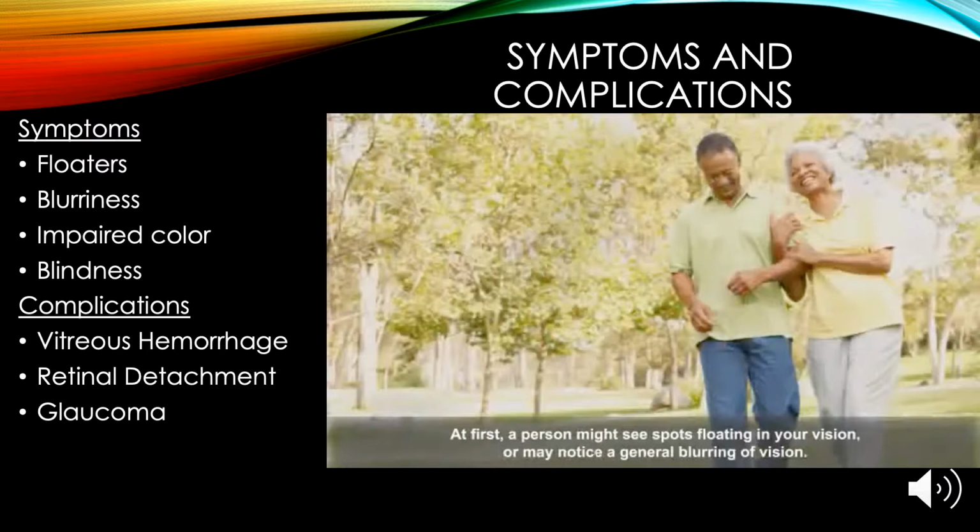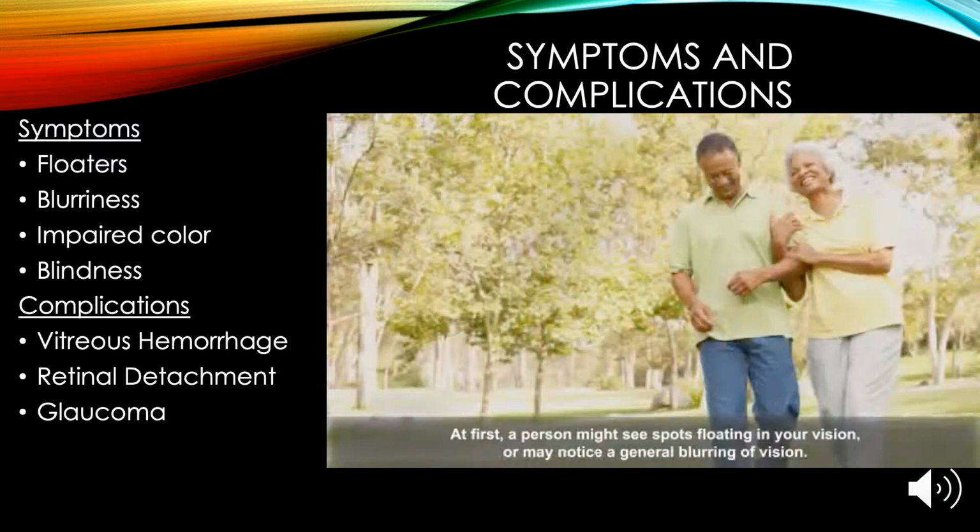Symptoms for this disease include floaters, blurriness in vision as shown in the video to the right, impaired color in vision, and complete blindness. There are complications that can occur with this disease. Vitreous hemorrhages can occur, resulting in the symptom of seeing floaters. The blood vessels can bleed in the jelly that fills the eye, called the vitreous, projecting floaters in the vision.